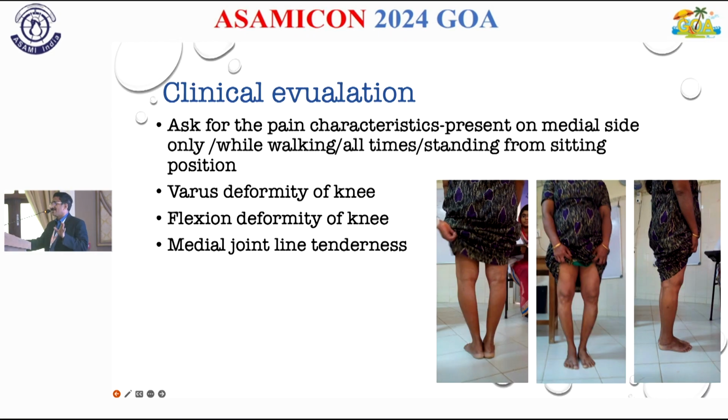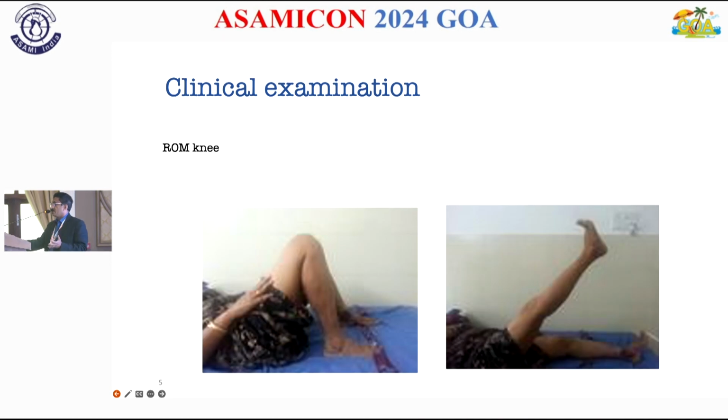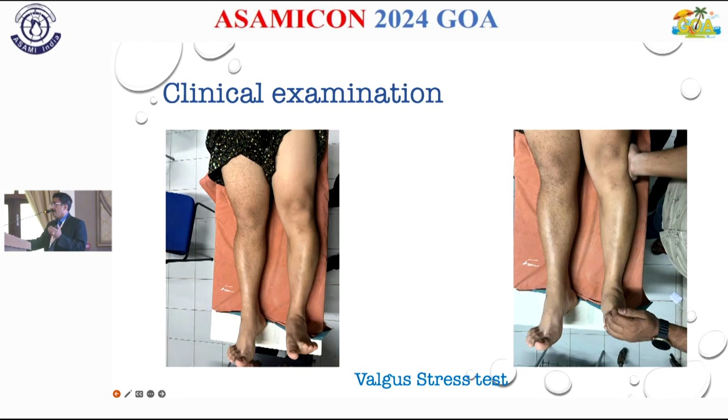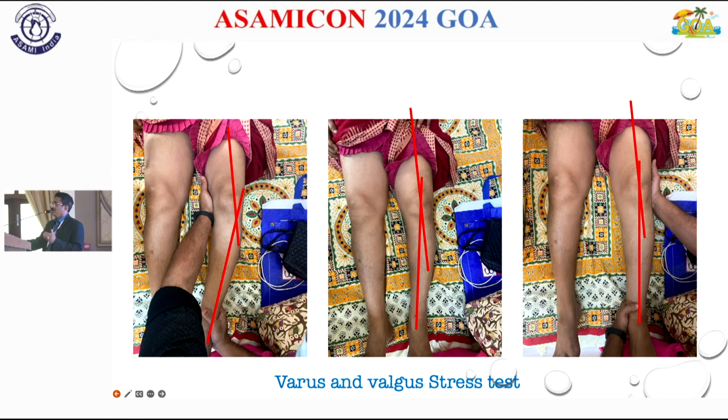The first and most important thing is the clinical evaluation. This is most important to decide whether you are going to do the HTO or not. Ask about the pain characteristics: is it present on the medial side only, while walking only, or at all times, or when standing from a sitting position. All this you have to ask, and whether a deformity is present or not, varus deformity or flexion deformity, and all this you have to check. And the range of motion, of course, and whether lateral thrust or ligament laxity is present or not. Then you have to do the stress test, valgus stress, to see whether it comes to neutral, or if there is lateral cartilage loss, it may go to the lateral side. Similarly, for medial side cartilage loss, you can find out by the varus stress test.